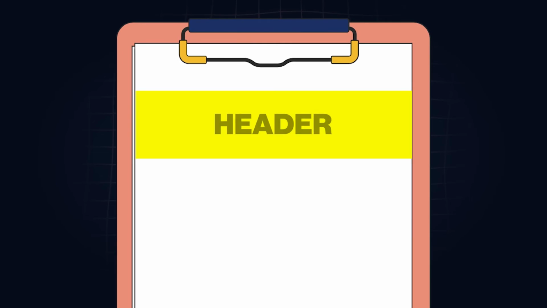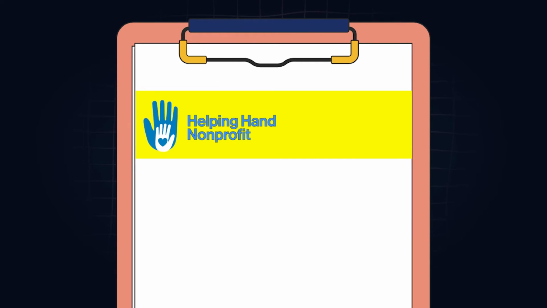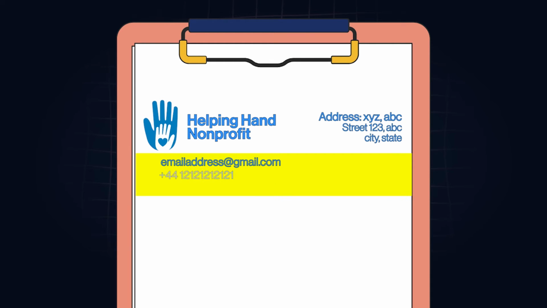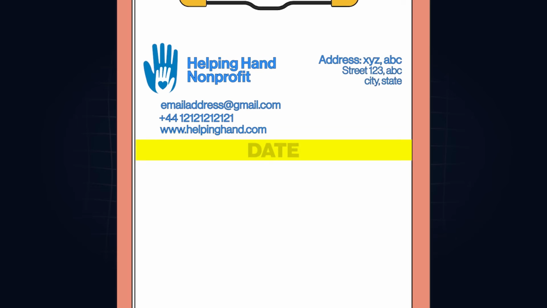At the top, a header with the organization's logo, organization name, and address. Second, contact information should be displayed after. This often includes an email address, phone number, and web address. Third, include a date. You should also include a date so that the recipient knows when the letter was delivered.